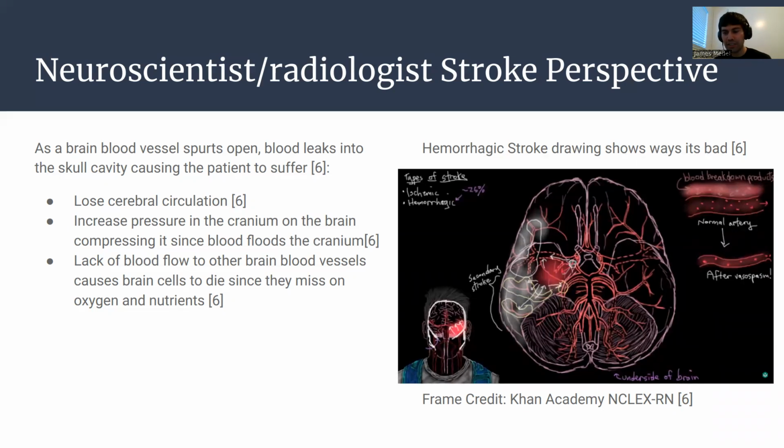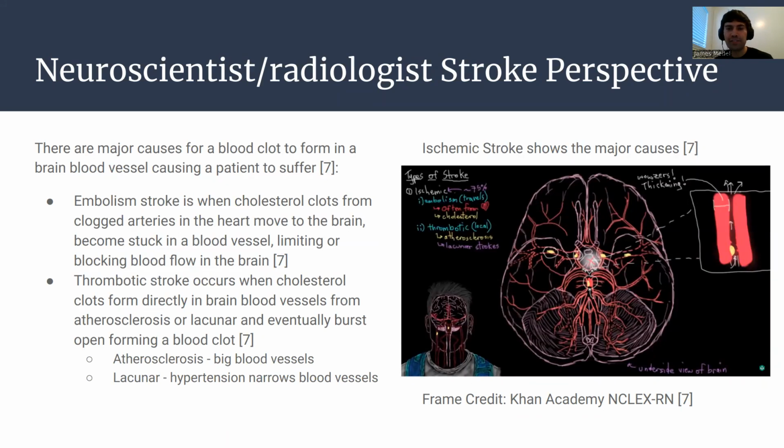And so, again, more regions of the brain, like these lower parts, get a lack of blood flow. The tragedy of that is the patient could actually get a secondary stroke. So that's something we have to watch out for when it comes to hemorrhagic stroke. And of course, by lack of blood flow, the brain cells and neurons miss out on oxygen and nutrients that are needed. And again, the blood leaking into the skull cavity, these are the different ways that the patient suffers.